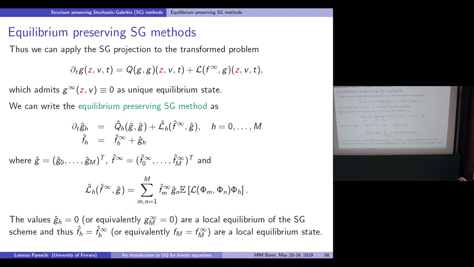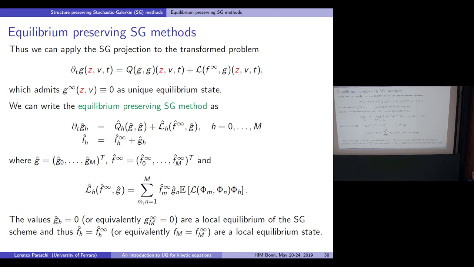Now, by direct substitution, you observe that if you set all g hat of h equal to zero, that would correspond to the expansion of our equilibrium state in the space of orthogonal polynomials, then these are local equilibria because this will vanish and also these will vanish, and so they will not change. So if you initially set all g hat of h equal to zero, then these are maintained for all time, which means that these are an admissible local equilibrium of the system. From this representation, when g hat of h is equal to zero, the modes of f hat of h are exactly equal to the modes of its equilibrium state, and then we have a nice equilibrium preserving expansion.